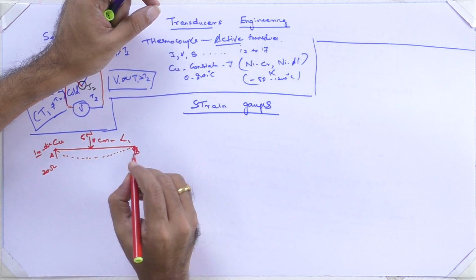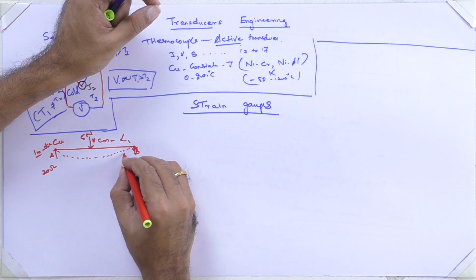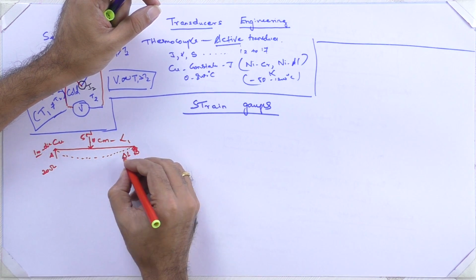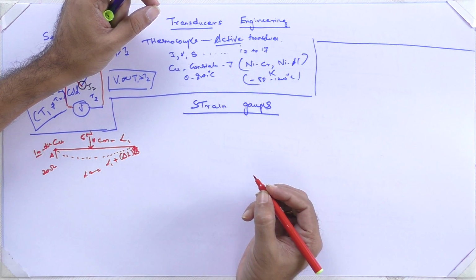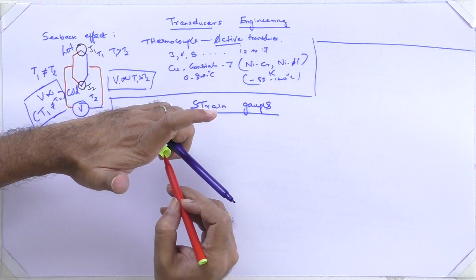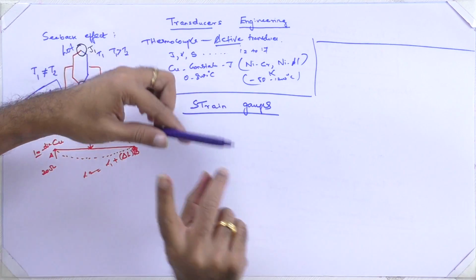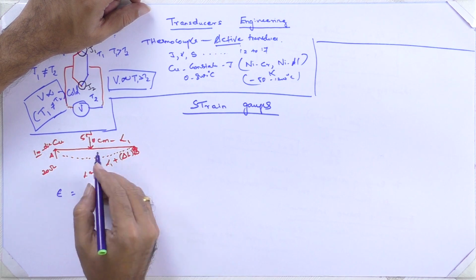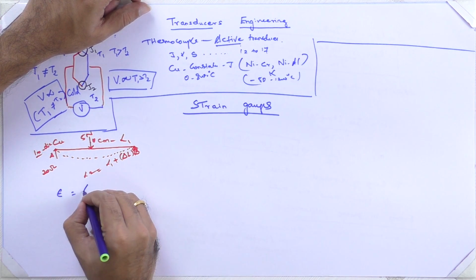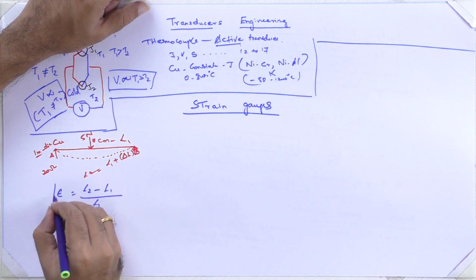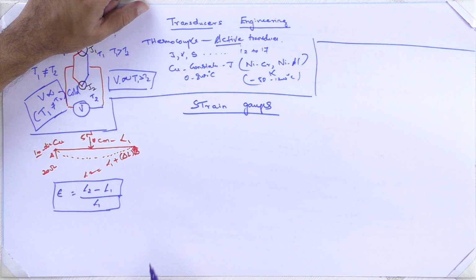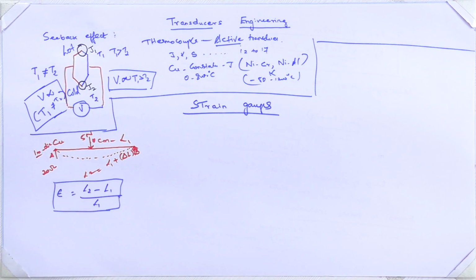This bend is occurring because of an elongation delta L. This delta L combined with L1 gives L2. Then the strain caused by this 5 newtons of force can be calculated by L2 minus L1, divided by L1. This is the strain. So this is the basic principle behind strain gauges.